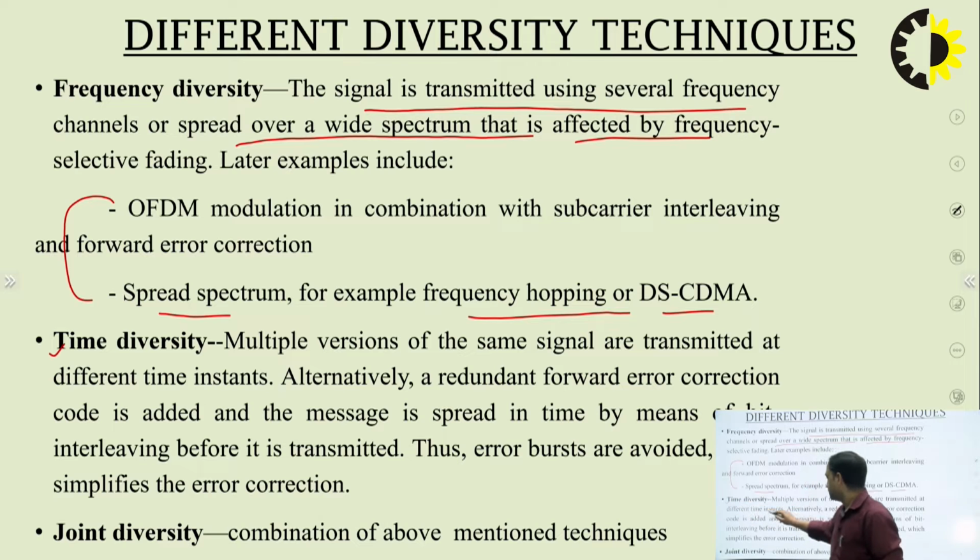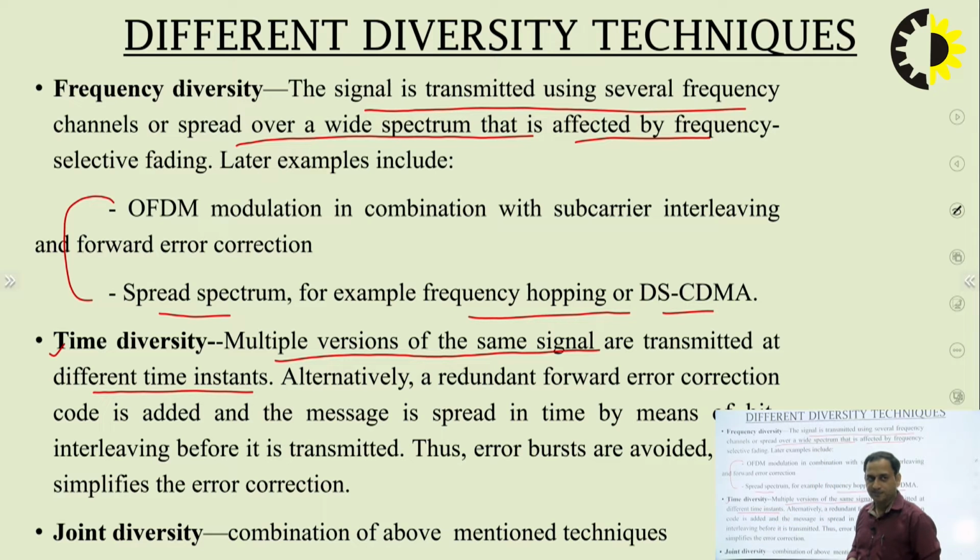Then we have time diversity. Here multiple versions of the same signal are transmitted at different time instances. Just like frequency hopping, this is the case of time hop spread spectrum, in which the complete time is divided into frames and each frame is divided into slots, and in different slots we transmit the signals. In one frame, one slot is selected for transmission of the signal. In a second frame, another slot will be used to transmit the same signal. In the third frame, another time slot will be used to transmit the same signal. So multiple copies of the same signal are transmitted at different time slots. This is time diversity.